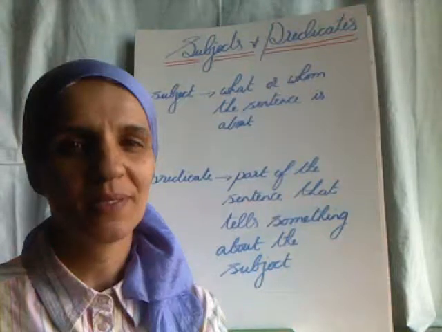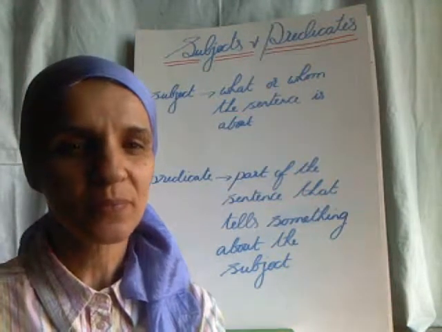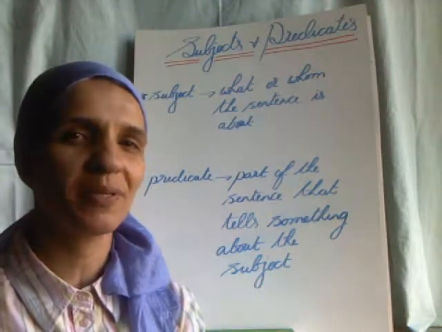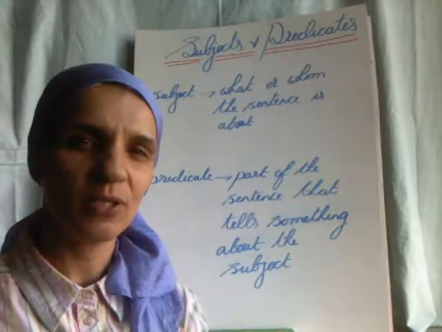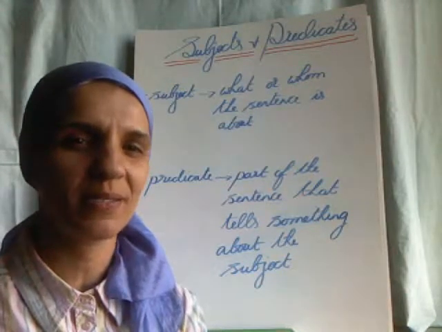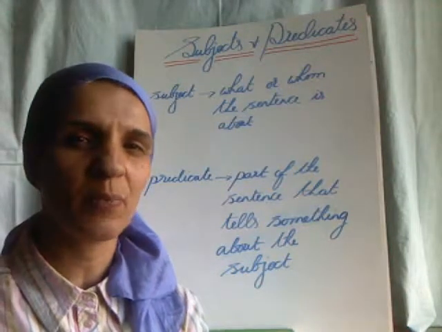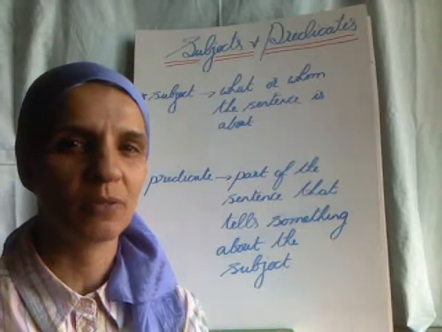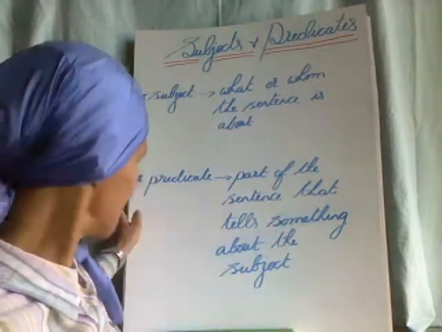This lesson is about subjects and predicates of a sentence. I'm going to start by giving you the definitions for the words subject and predicate. A subject is who or what the sentence is about, and the predicate is the part of the sentence that's telling me something about the subject of the sentence.